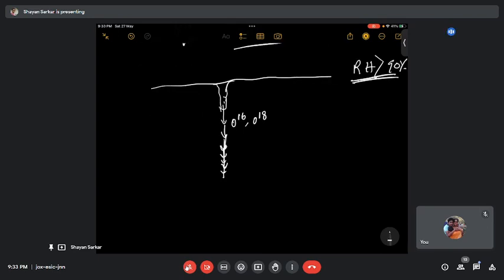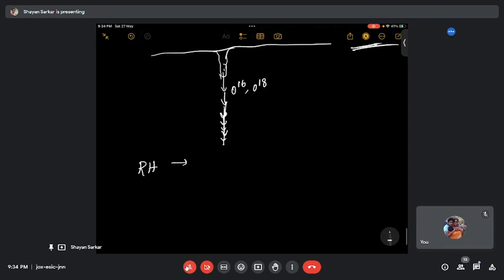So we can change the relative humidity. Relative humidity can be changed. Okay, and it can be changed in two ways.